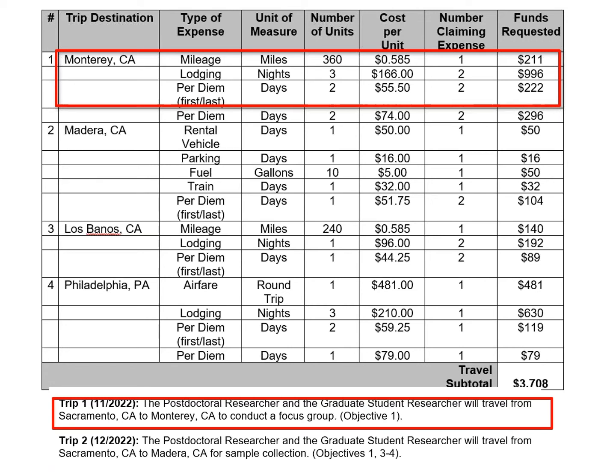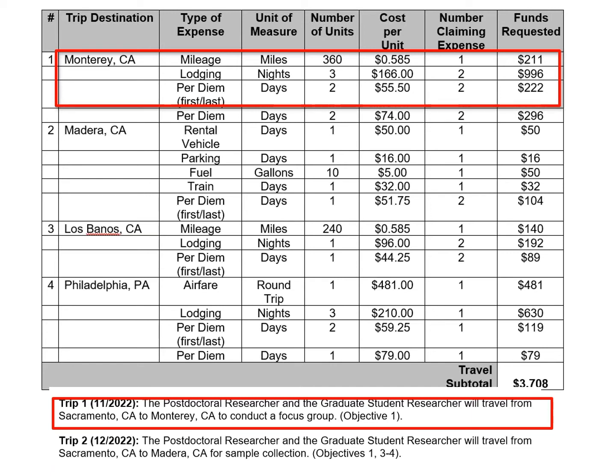The next expense is lodging. The unit of measure is nights, and the number of units requested is 3. The cost per unit for the hotel is $166 per night, which is in accordance with the GSA rates for Monterey in the month of November. 2 people will be traveling, so 2 separate hotel rooms are requested for a total lodging cost of $996.